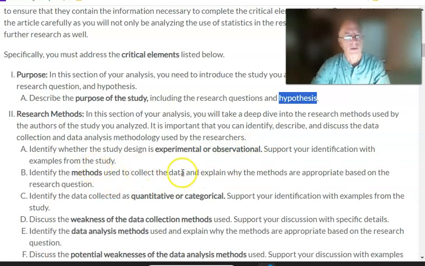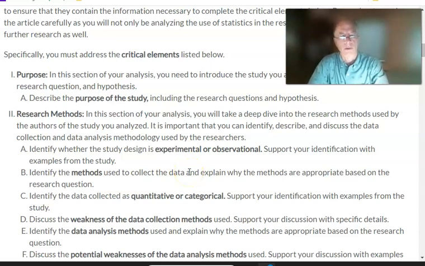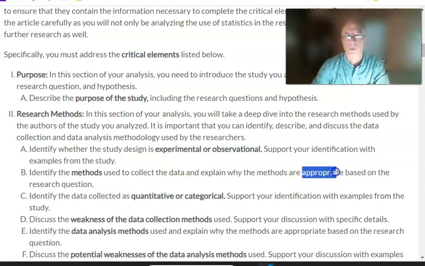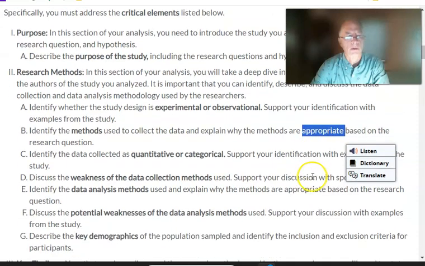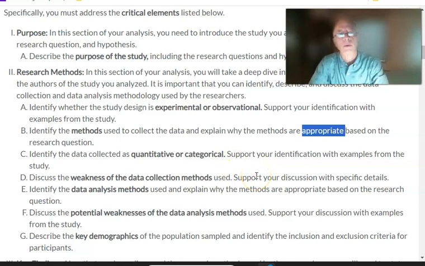Methods of data collection. How did they gather their information? Survey, or did they measure, if it's on blood pressure, a blood pressure cuff on the arm? And don't forget this part of the prompt. So read the whole prompt. Do you think that the method of data collection is appropriate? So address that. That's a common one that is missed. Data type, quantitative or categorical. Could be both.